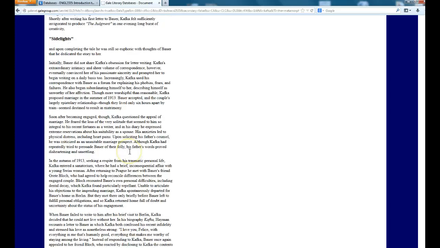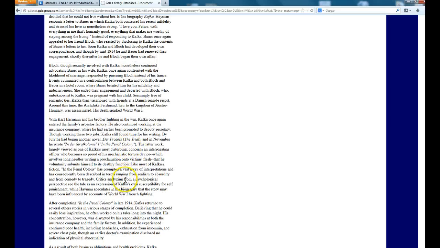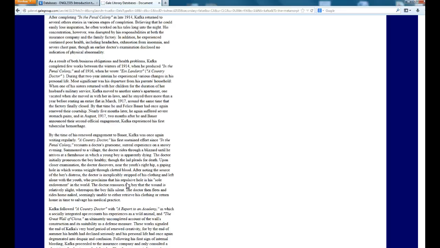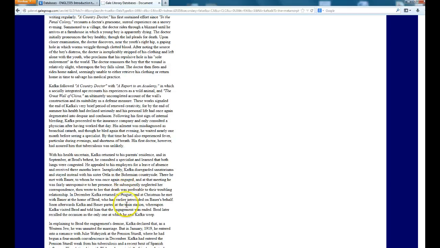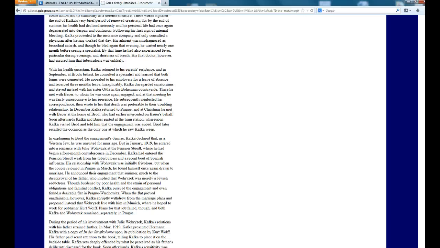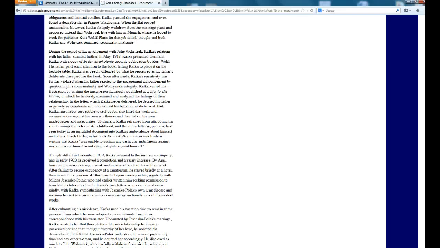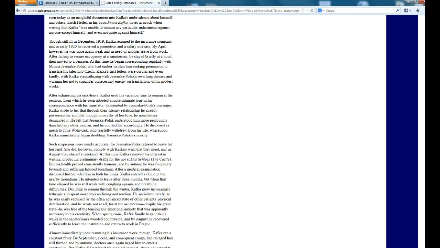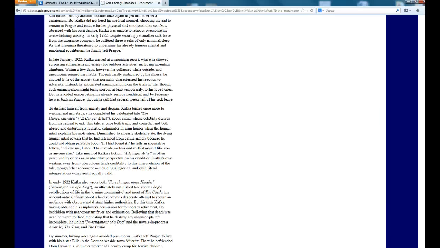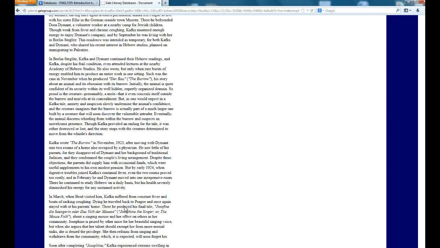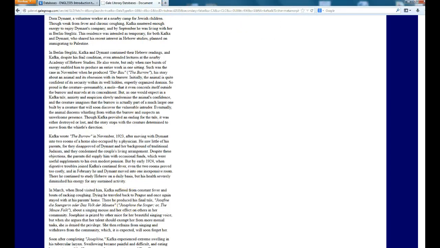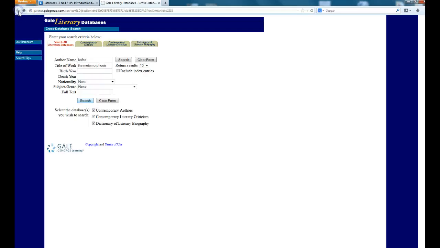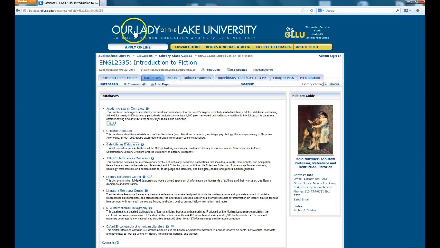So it's quite a long one. There's going to be a lot of information in there. Some of it deals directly with The Metamorphosis, some of it is other works. But all in all, I think you're going to come away with a good idea of why Kafka wrote about father and son relationships, and how he came to the conclusions that he did in his works. Okay, so that is Gale. See, it's really not too complicated to use, and results can be varied.